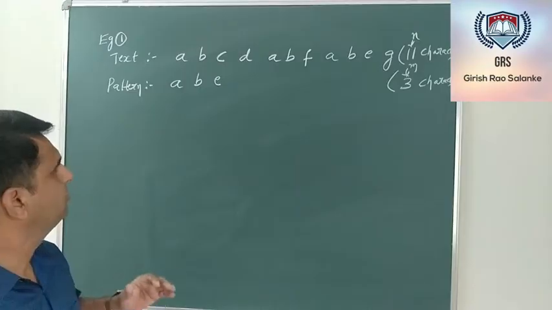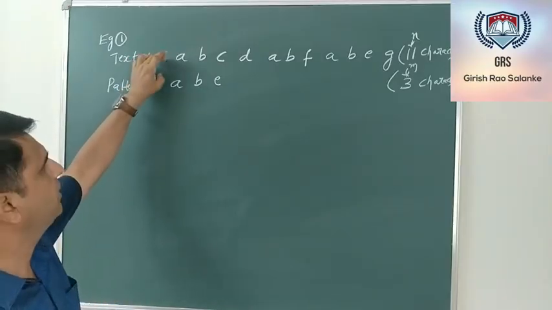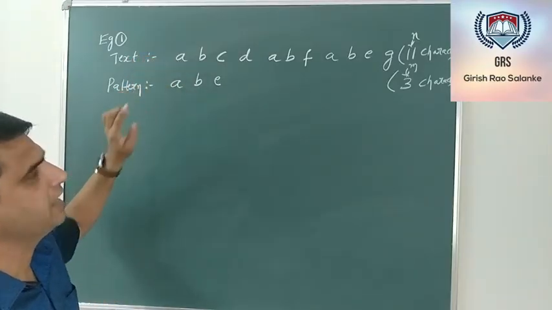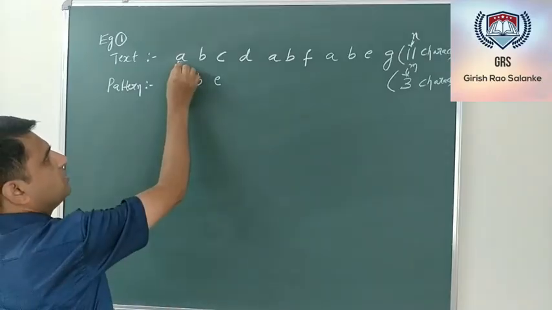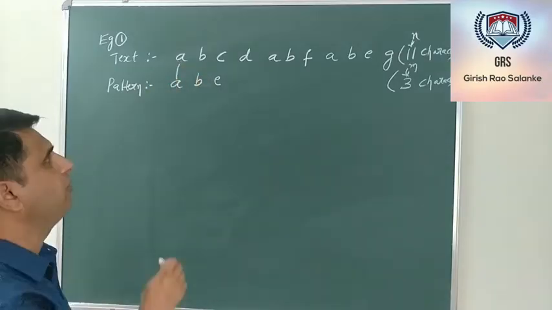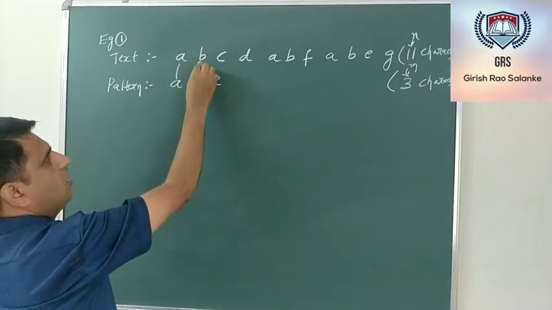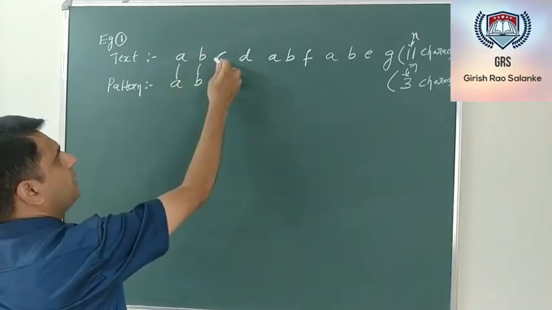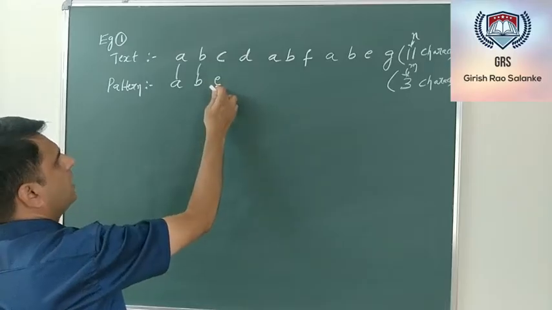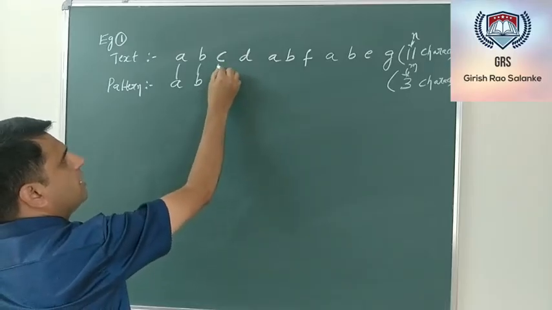Now generally what we do is we align the pattern with the text. First we compare the first character of the pattern with the first character of the text. So this matches. Now we compare the second character of the text with the second character of the pattern. This also matches. Next I compare the third character of my text with the third character of my pattern. So there is a mismatch here.